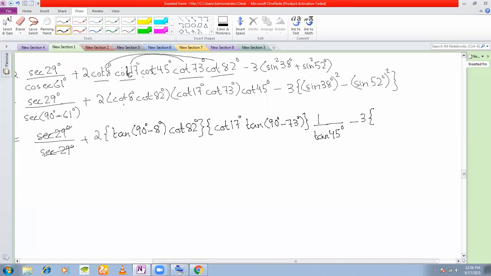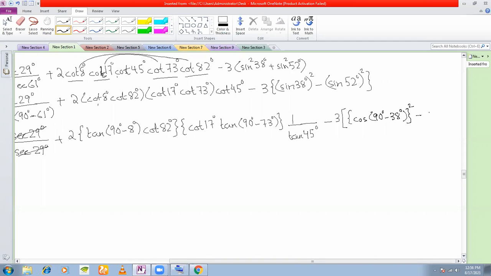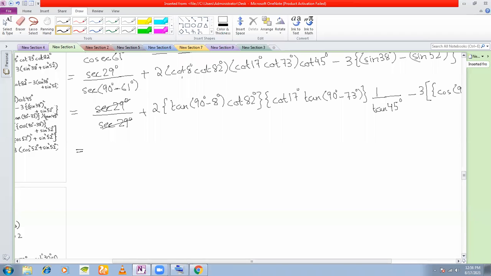You can change either one to cos. Let us change the first one to cos. So you can write this as cos, because I'm changing the first one to cos, 90 degree minus 38 degree square, minus sine 52 degree square, and we close the box bracket. So what do I get here now? Sec 29 and sec 29, they have cancelled to give you 1 plus.